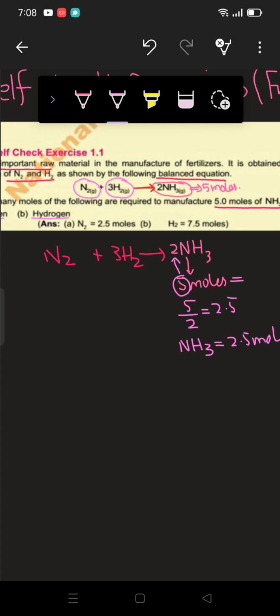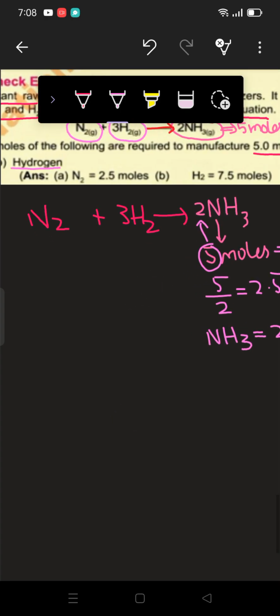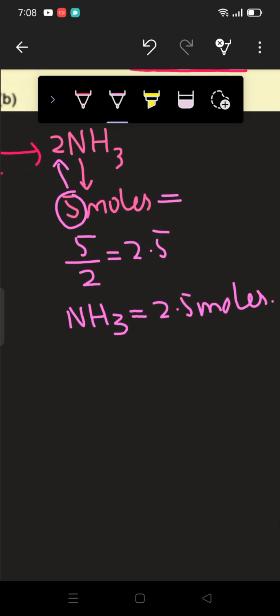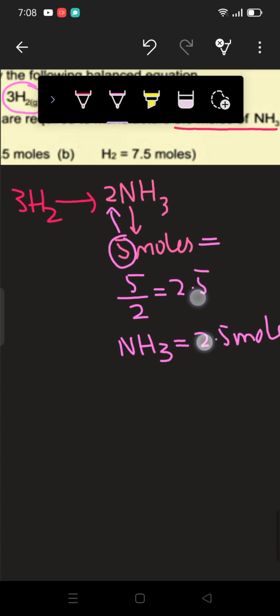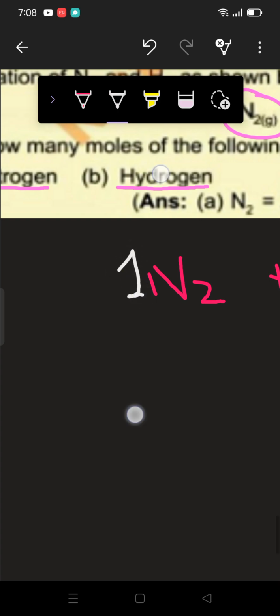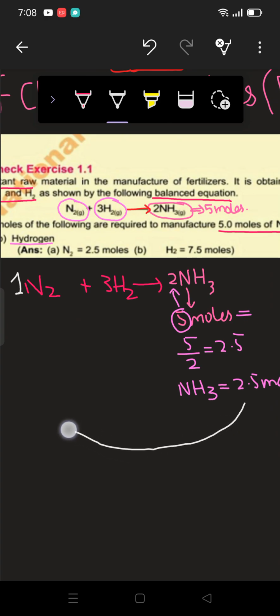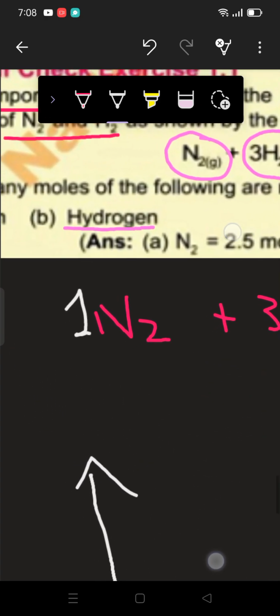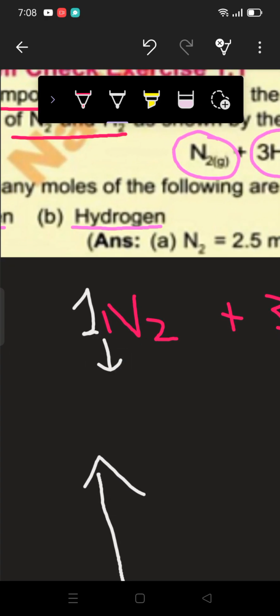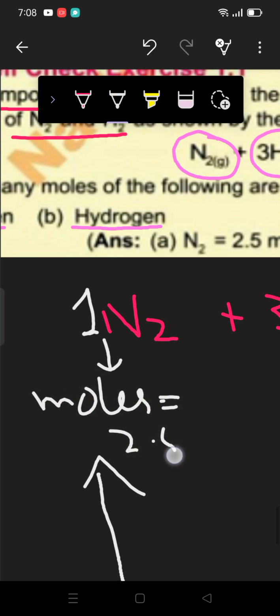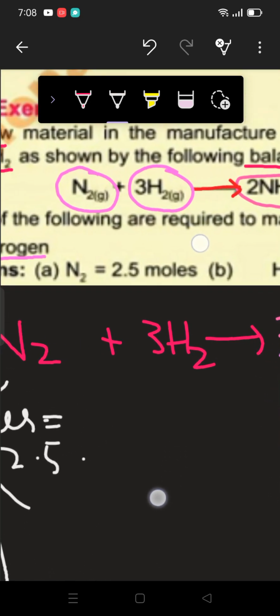Now see, let's find that for the N2 first. If 1 mole of NH3 has 2.5 moles, and here we have 1 as well, so this 2.5 will be the moles of N2 as well. So it will have moles of 2.5.